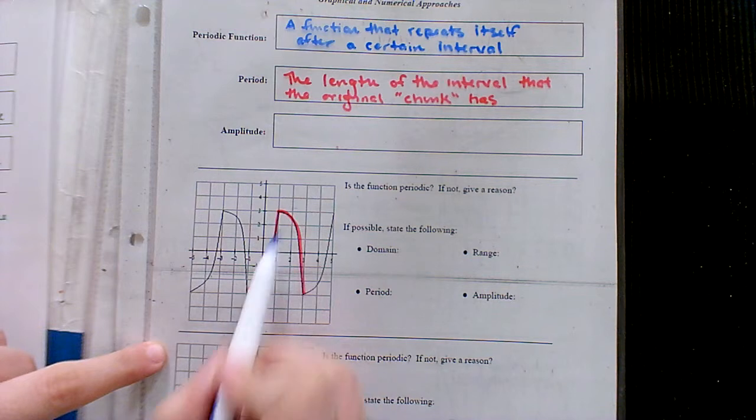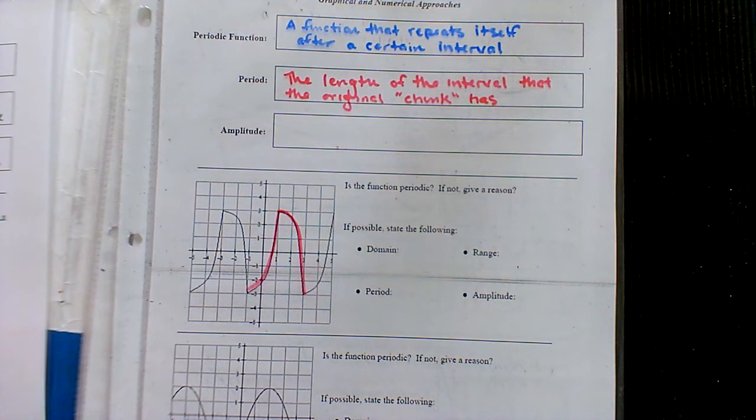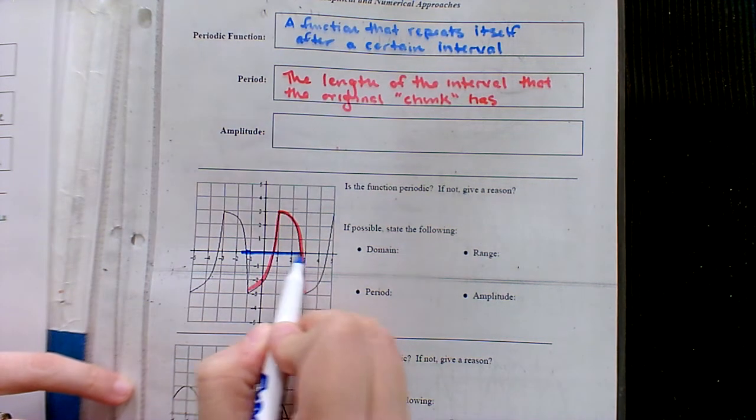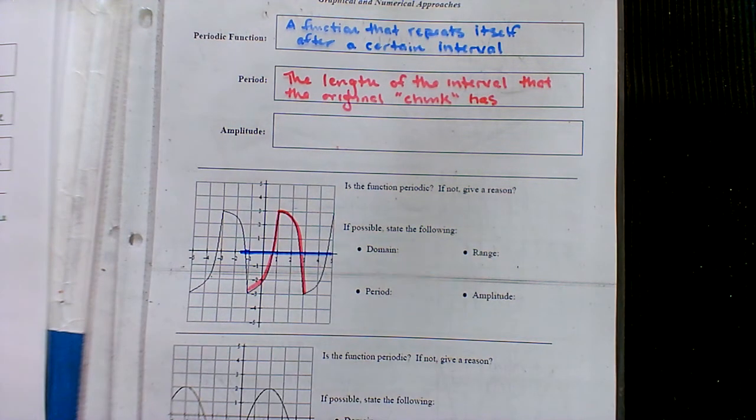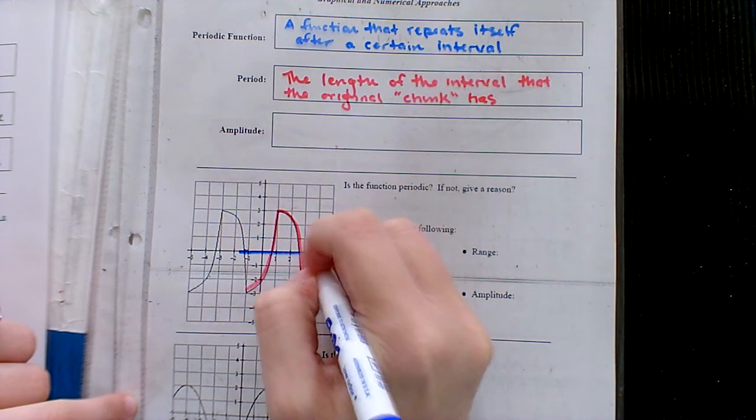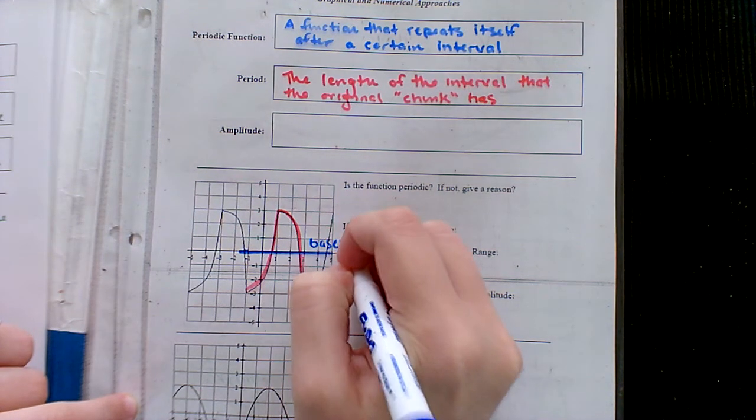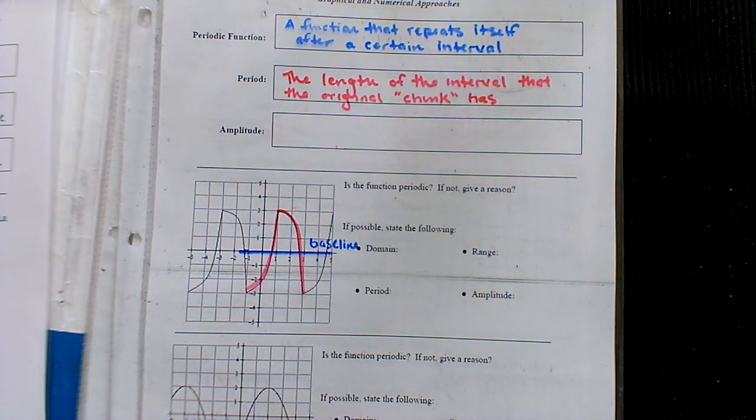Now, in this chunk that you might have highlighted, could you draw a line through the middle of it? Realize how that would, in this case, be the x-axis. That middle line is what's referred to as the baseline. The middle of the chunk that's being repeated.